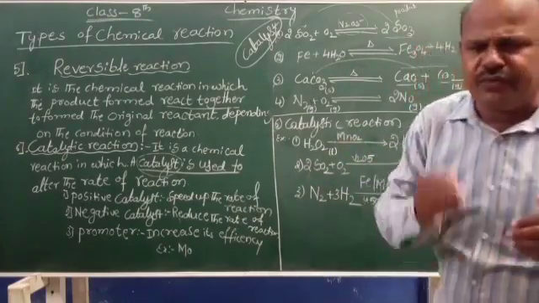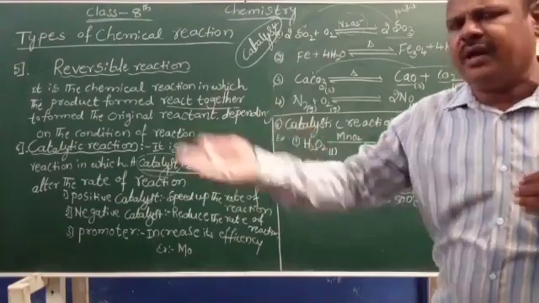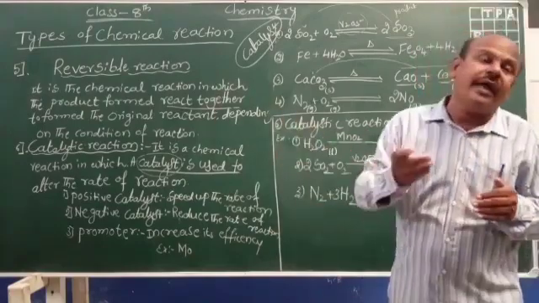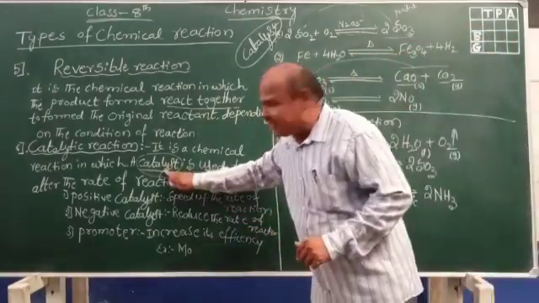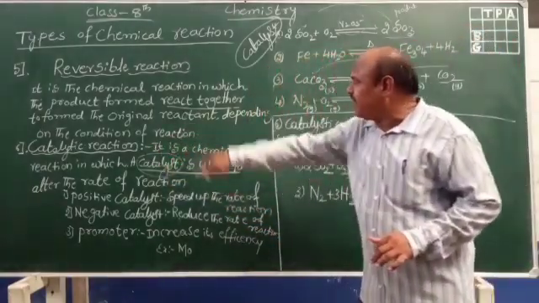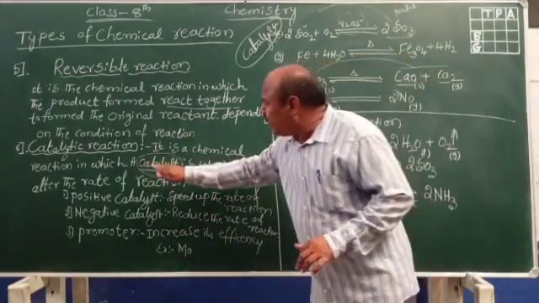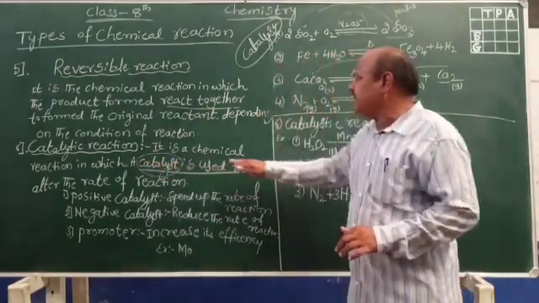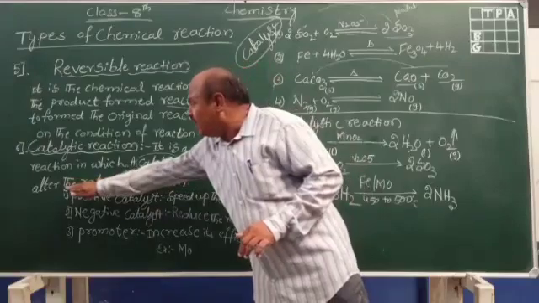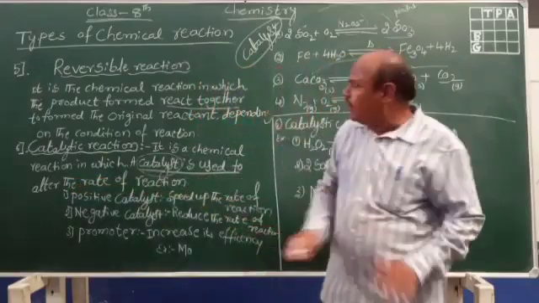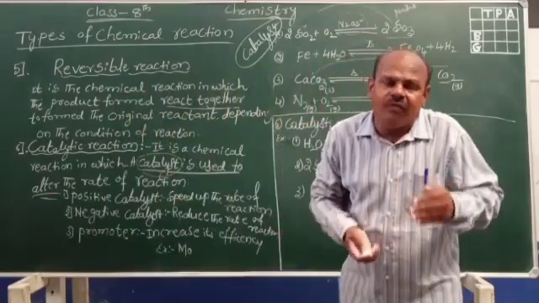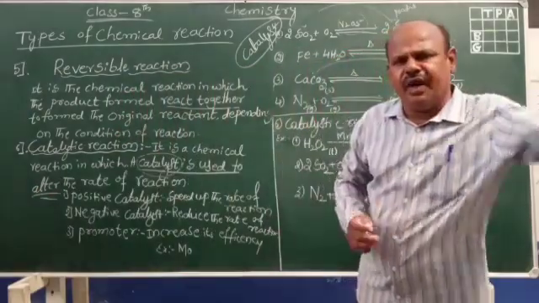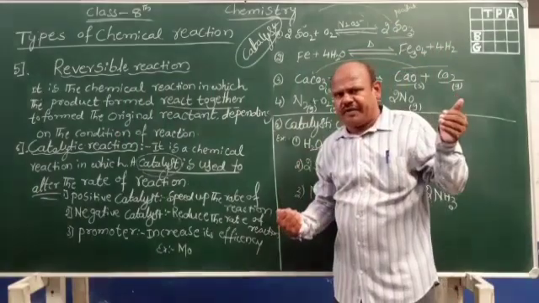A catalyst is a substance which alters the rate of chemical reaction, but does not take part in the chemical reaction. That is known as a catalyst. That means a catalytic reaction is one where a catalyst is used to alter, to change, the rate of reaction. Alter means you increase the rate of reaction or decrease the rate of reaction.